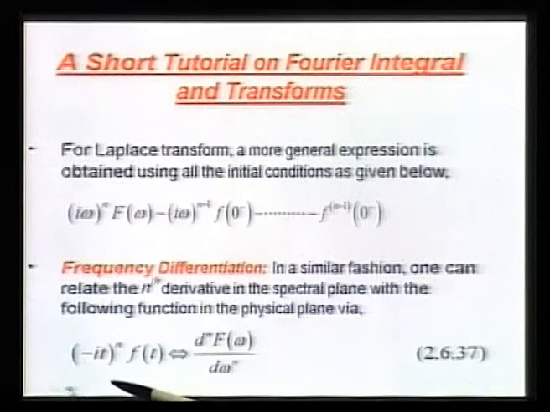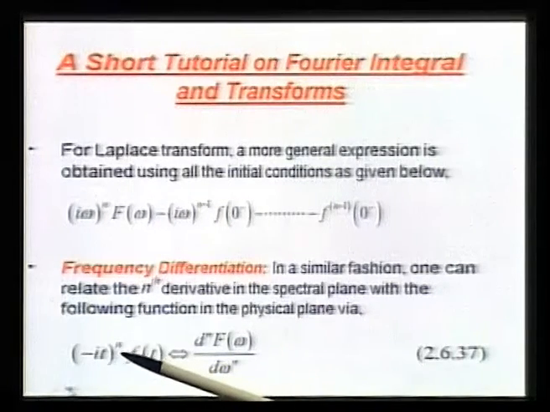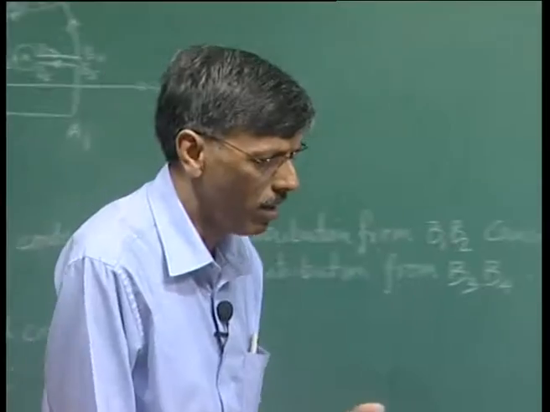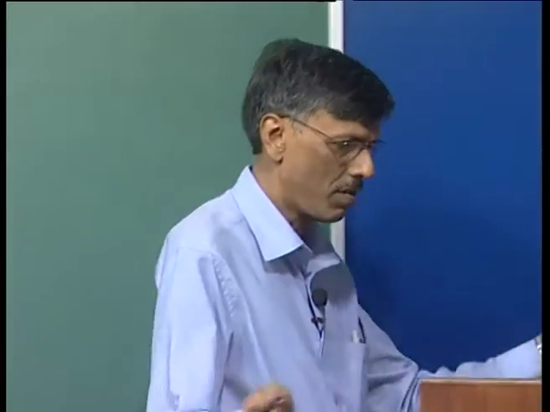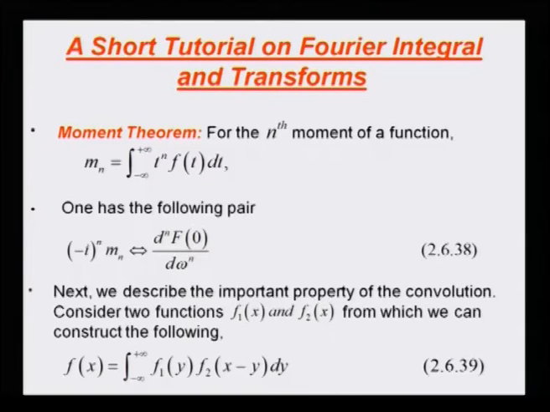We can show the corresponding original is simply nothing but f of t times minus i t to the power n. Well, these are all nice properties. We can actually create a sort of a basket of Fourier transforms and its originals, and that is what you can see in many standard books on Fourier transform.